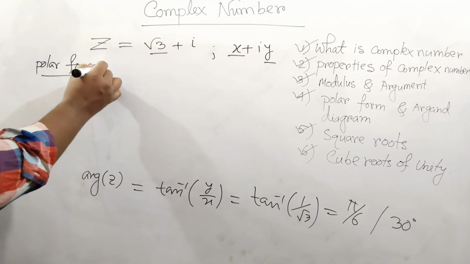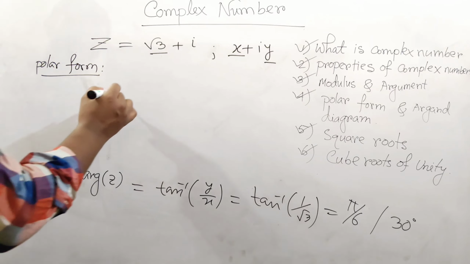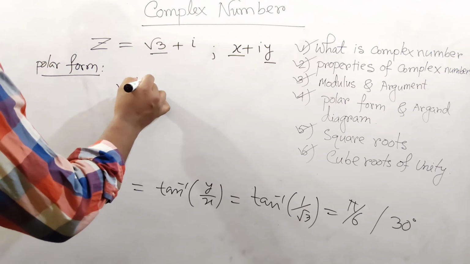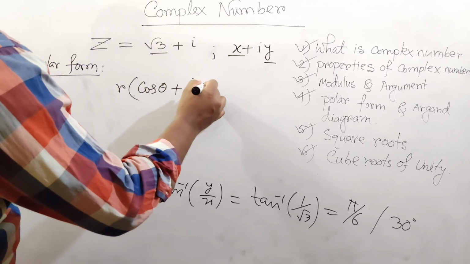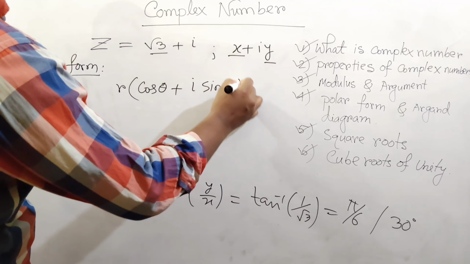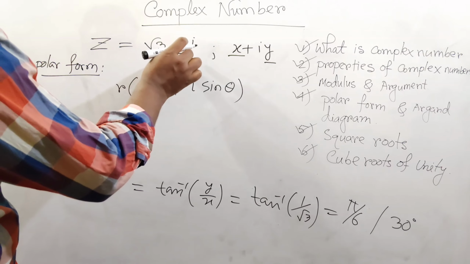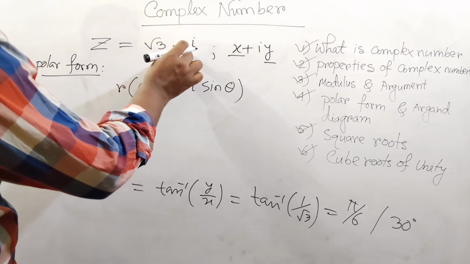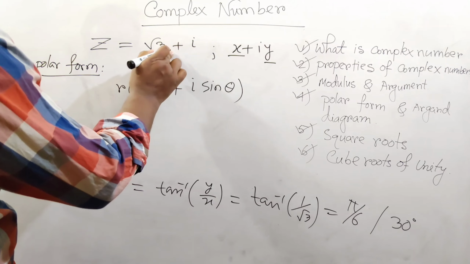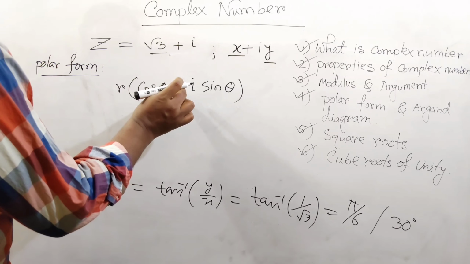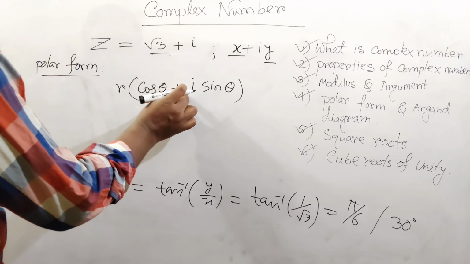So what is the polar form? The polar form is r cos theta plus i sin theta. If the given complex number is positive, that is plus, you must use plus here. If the given is minus, then you must use minus here.